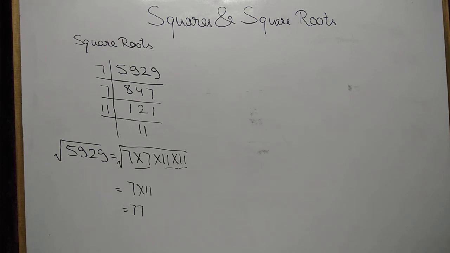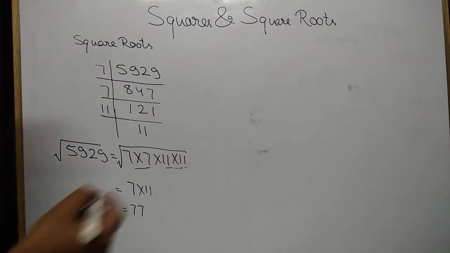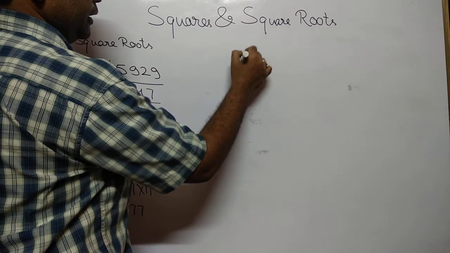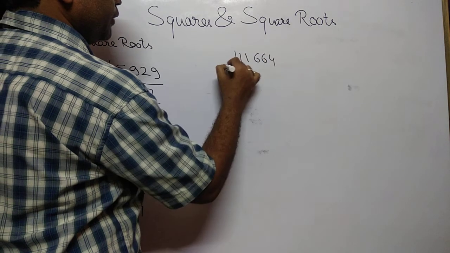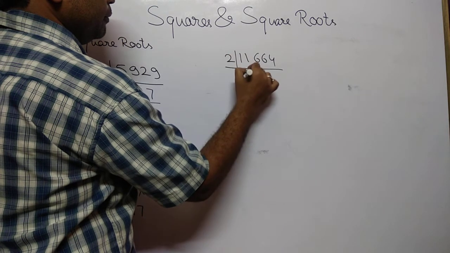We are going to find out one more number, 11,664. How do we find it? First we use prime factorization.